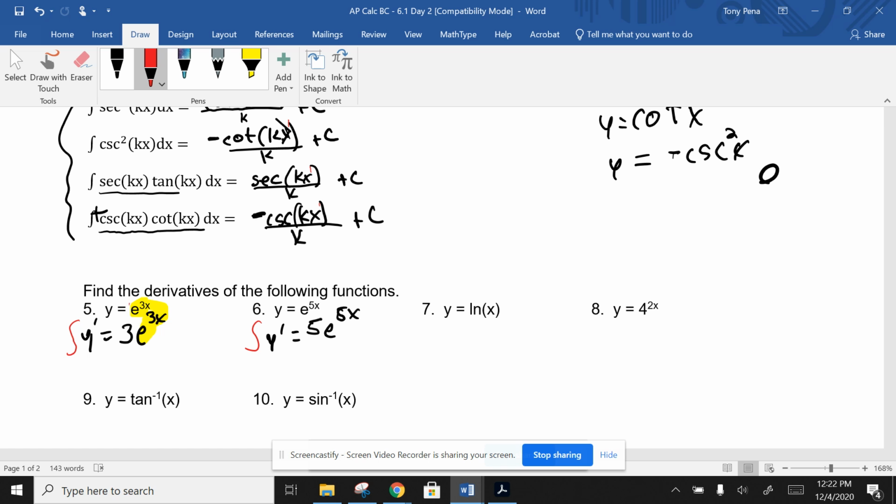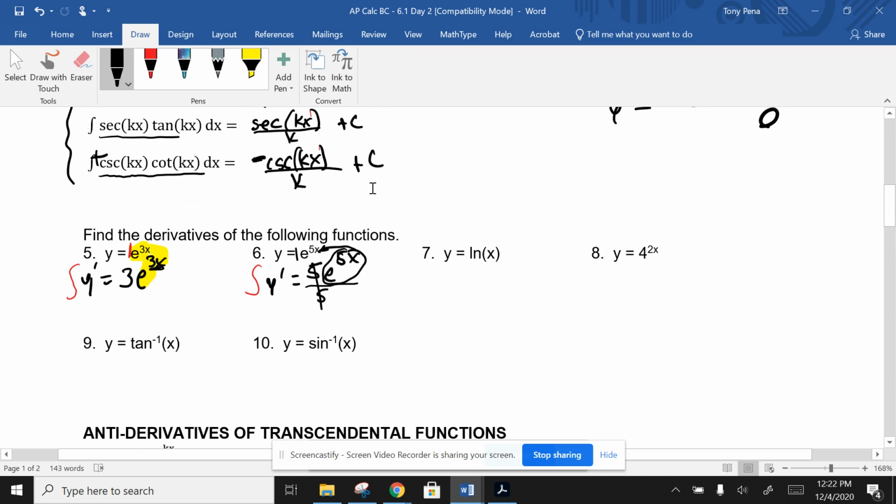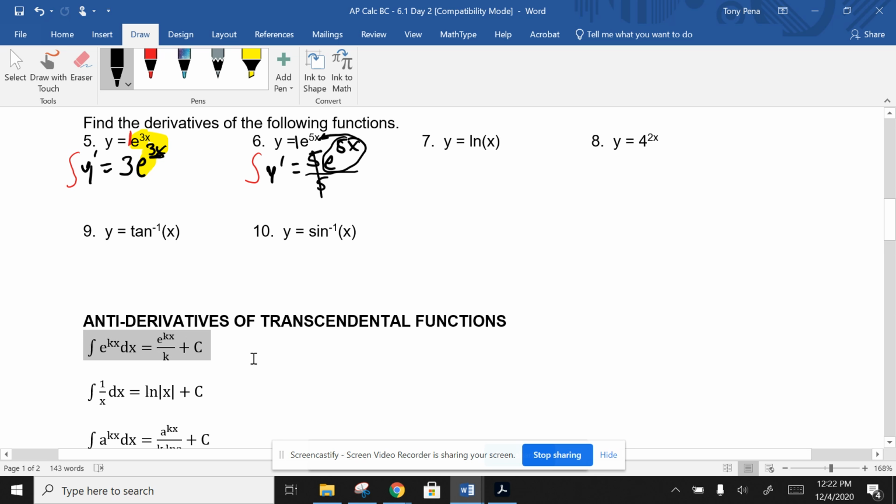But if we ultimately need a power of 1 right here, the way we're going to do that is by dividing by whatever that coefficient is. So instead of multiplying by 3, we now need to divide by 3. Same here. This would reproduce itself, but in order to get that 5 to go away, we would have to divide by the coefficient of x, and that's how we're going to get that power of 1. If you look at the bottom here, this rule is written for you. All right.